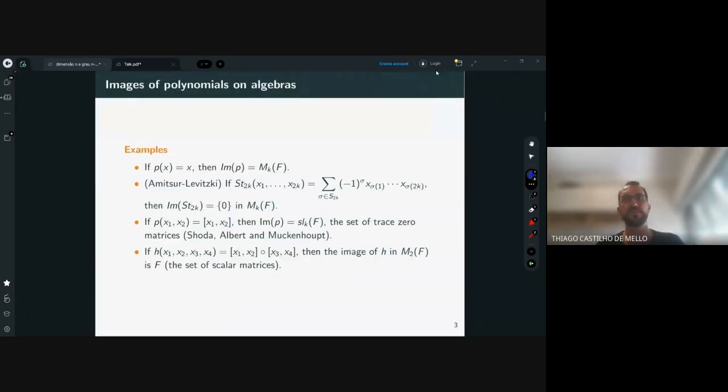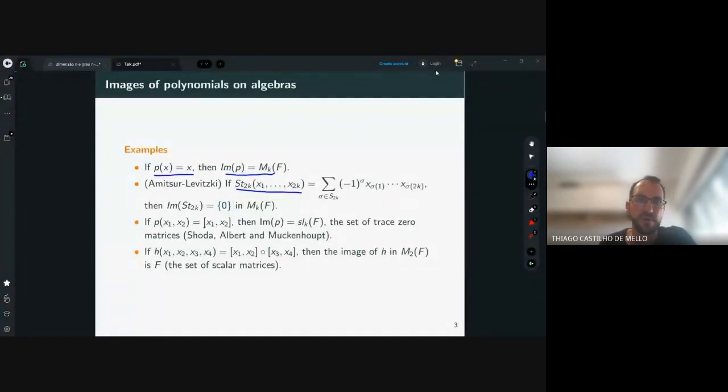Okay, let's see some examples to start understanding this kind of problem. So the first example is very simple. It's a polynomial in one variable. Of course, the image is the whole algebra. The full matrix algebra is the image of this polynomial. It's a trivial case. Another known result here is that this is a polynomial identity for k by k matrices. So if it's a polynomial identity, any evaluation of variables by matrices will result in zero. In other words, saying that a polynomial is a polynomial identity is the same as saying that the image of such polynomial is 0.